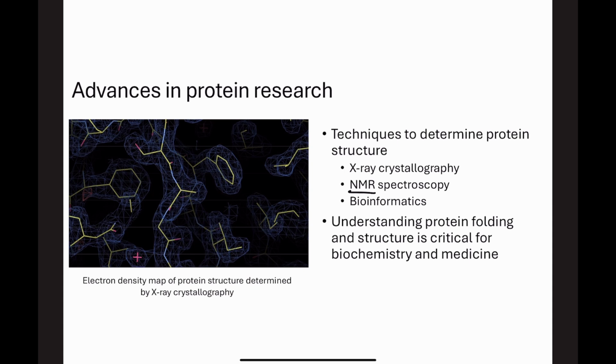So when we're looking at this picture, this is an electron density map of a protein structure that was determined by X-ray crystallography. The blue meshes that we see are representing those regions that have a really high electron density, and the atoms are located in a protein structure. So that is what the blue mesh is representing, where the atoms are located in a protein structure.